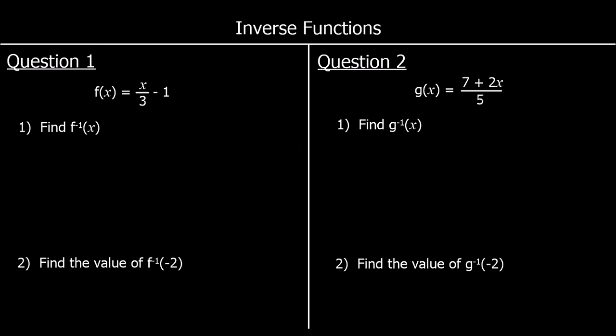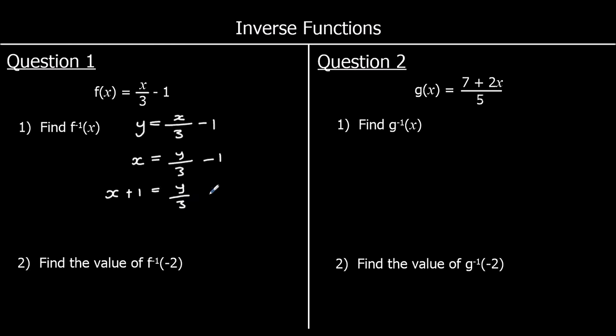The first one, f of x equals x over 3 minus 1. Find f inverse of x. Find the inverse function. So what's the opposite function to this? At the moment, y equals x over 3 minus 1. I'm going to switch x and y around for the inverse function. I then make y the subject. So add 1 to both sides. x plus 1 equals y over 3.